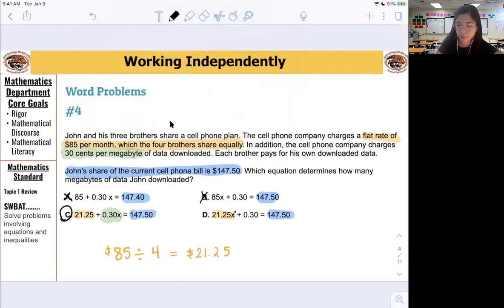D is wrong because they put the X next to the 21.25 instead of putting it next to the 30 cents. So that's why answer choice C is my correct answer. Again, all I did was I matched until I found the correct answer choice.